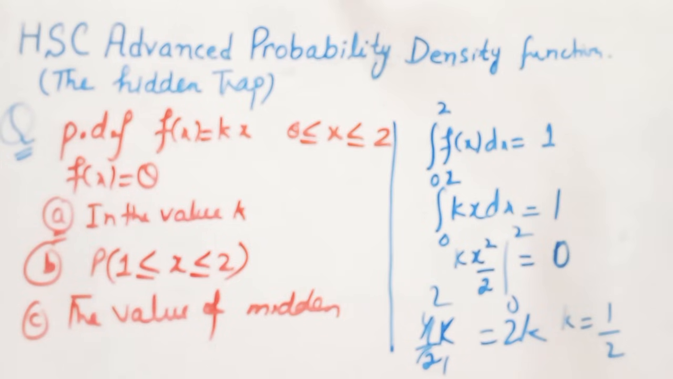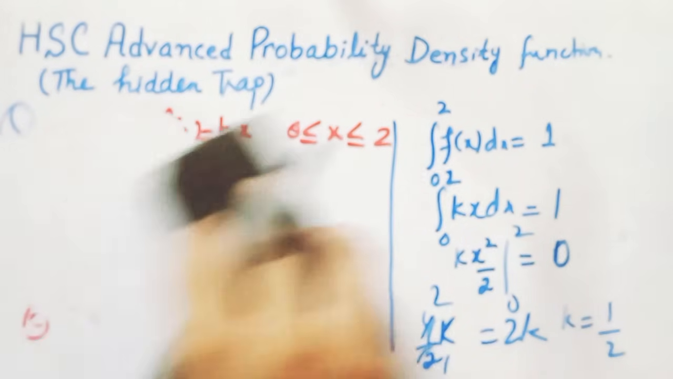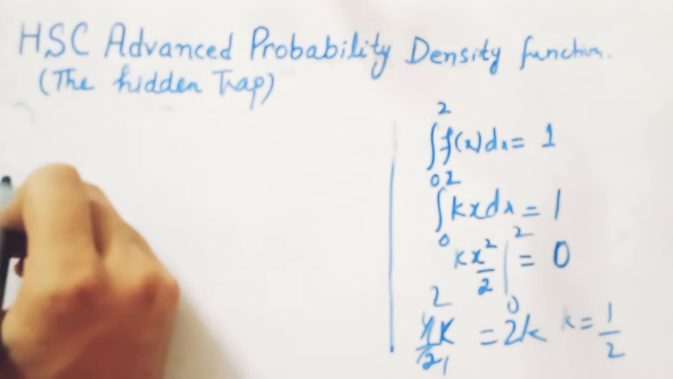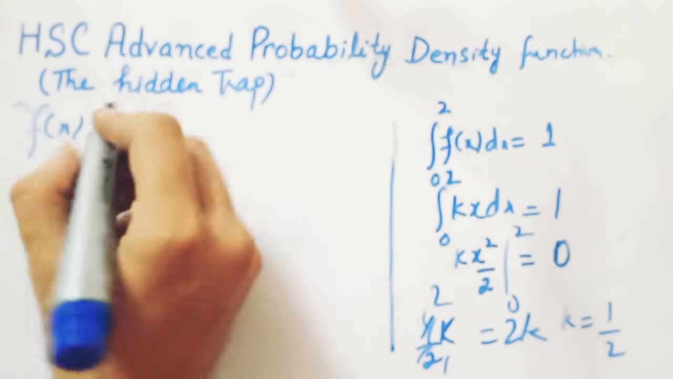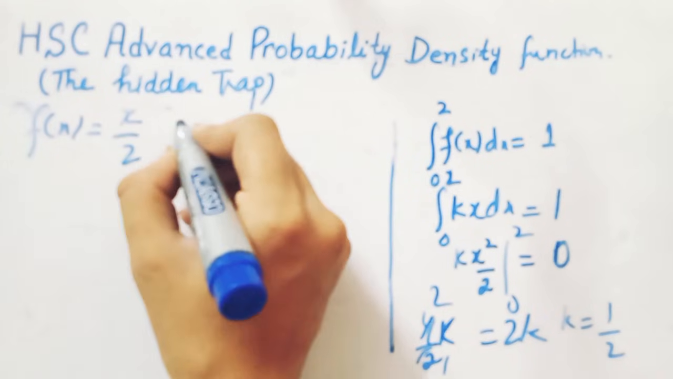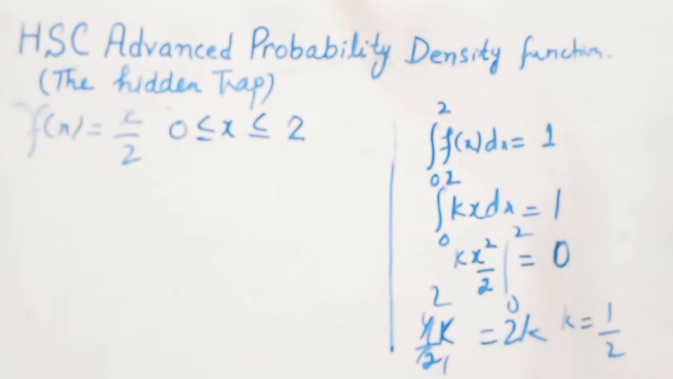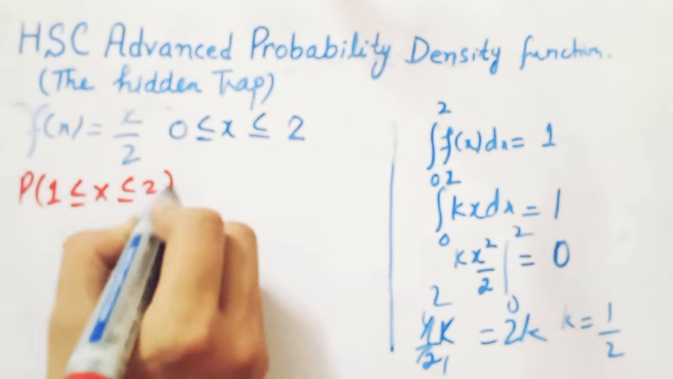Now you know that k can be written into the actual probability density function. We will write this here: f of x equals x by 2, for 0 less than or equal to x and x less than or equal to 2. After this we have the limits of probability, 1 less than x and x less than or equal to 2.